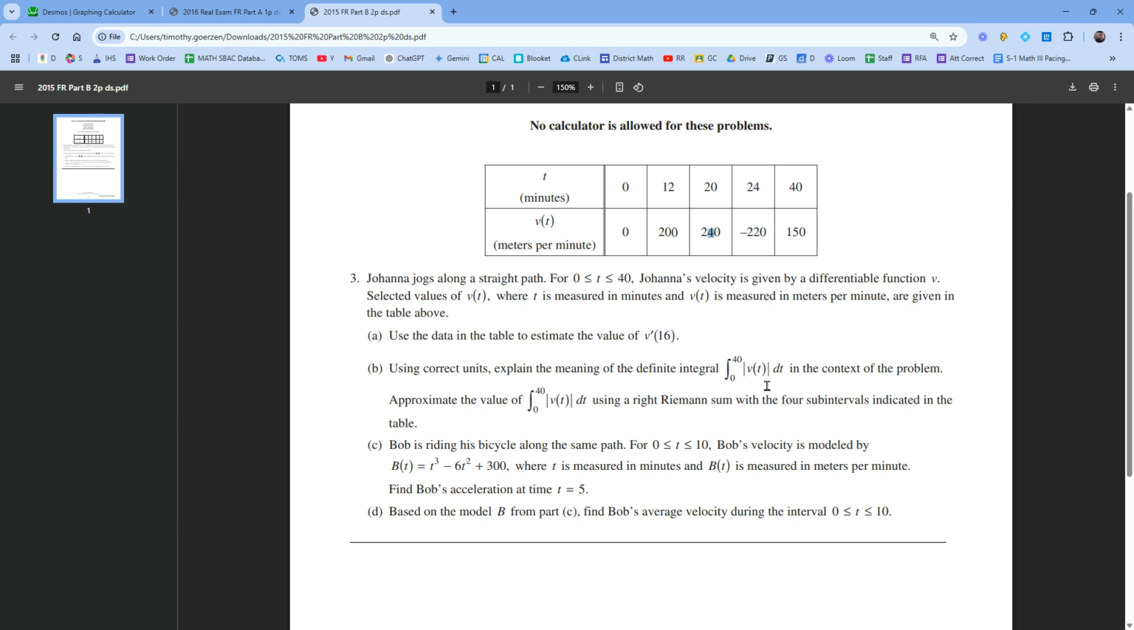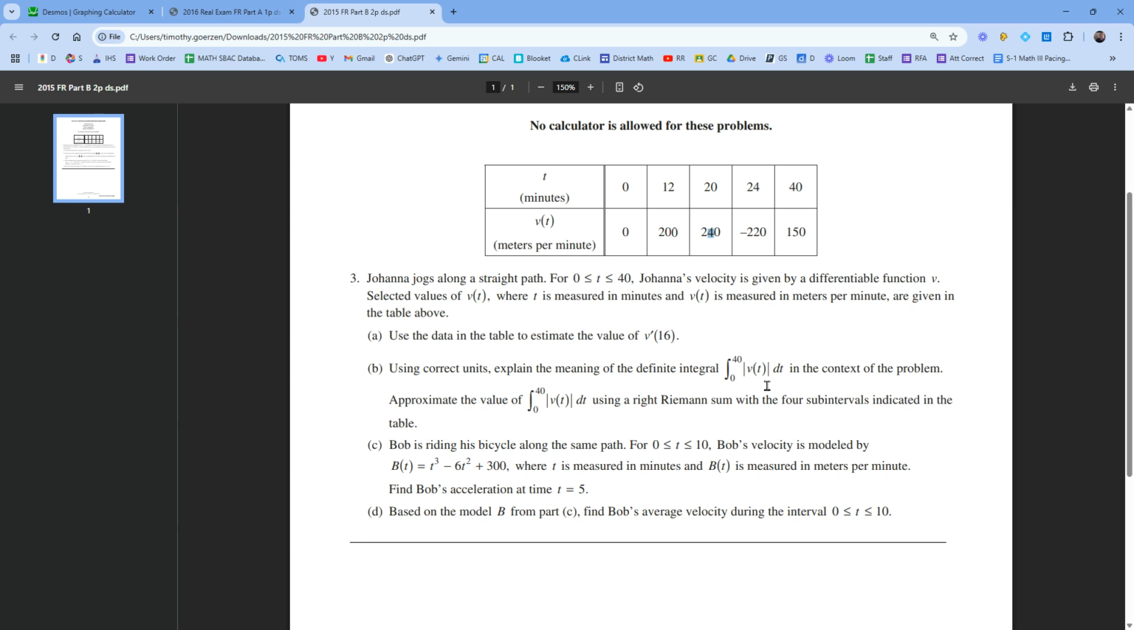So what's the meaning of it? So we need the word total distance. I'm going to write down what it is. 0 to 40, absolute value of v at t is the total distance Joanna jogged over 40 minutes. Beautiful sentence. Then, can you find it using a right Riemann sum?